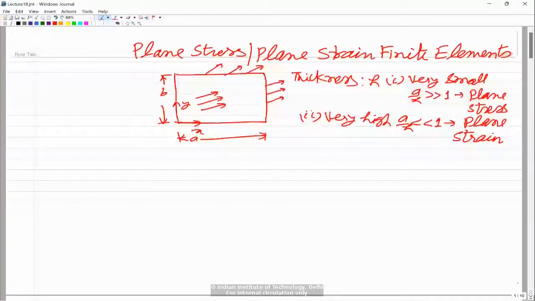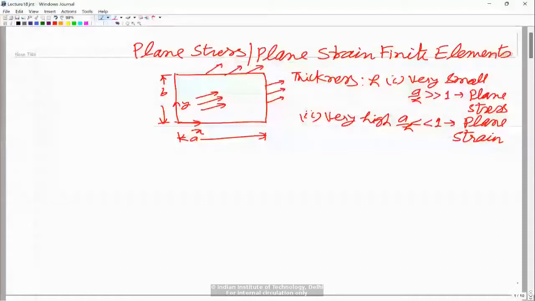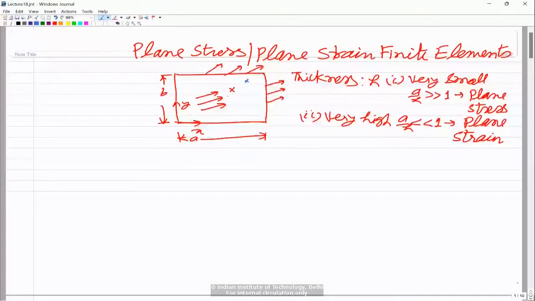But the loads are in the in-plane direction, so the independent displacements. If we take any point at a location xy, then after the application of the forces this point would move to some other location. So this is the initial position of the point and this is the final position of the point. This point would get displaced by an amount u along the x direction and v along the y direction. And the entire plate also, depending on the situation, may get displaced like this. So that could be the finally deformed position of the plate.